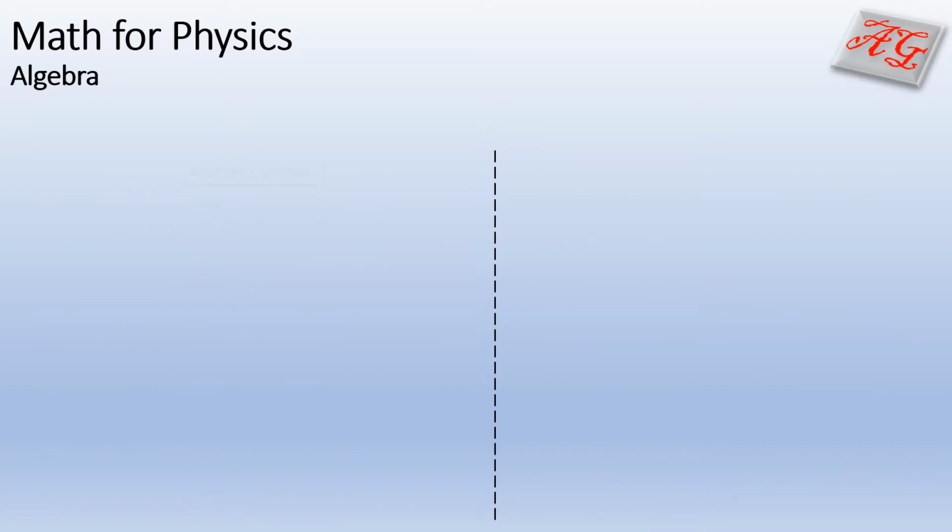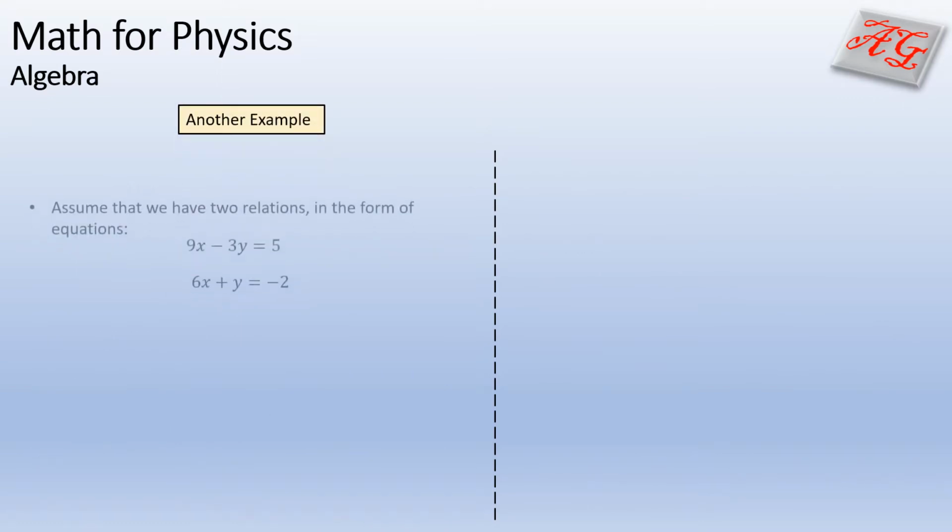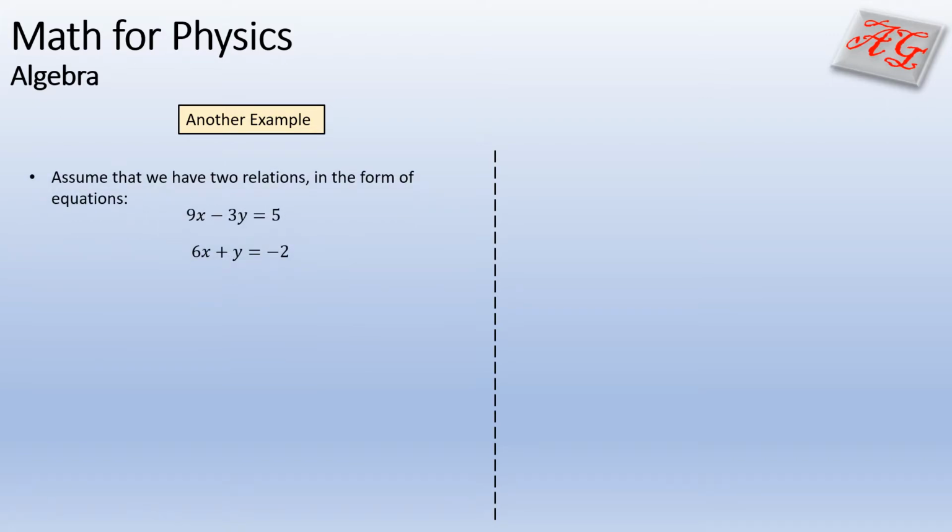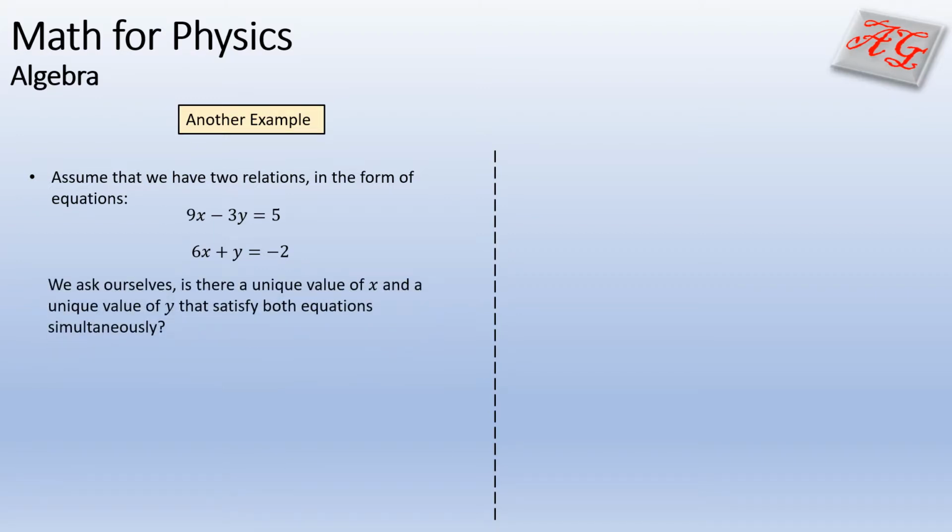Let's look at another example. In this case, we have two equations: 9x minus 3y equals 5 and 6x plus y equals minus 2. And we want to find what values of x and y satisfy these two equations simultaneously. That is, if we take x and y and substitute them into the first equation, the left side of the equation should yield 5, and if we substitute the same values of x and y into the second equation, the left-hand side should yield an answer of minus 2.